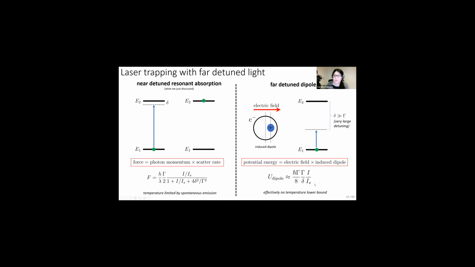Again, there are some constants which are technically important, but for the purposes of this talk, the only thing that really matters is that this dipole potential depends upon the intensity of the laser beam, and it goes as 1 over the detuning. And I should point out that this mechanism for trapping really only becomes the dominant mechanism when the resonant absorption force is very low. That is to say, at very large detuning.